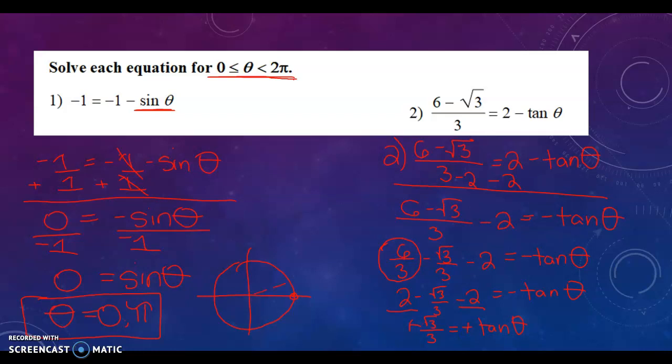Now that we've got tangent by itself, this is looking more like a problem that we saw in our last unit. So I need to ask myself, what's the definition of tangent? Tangent is y over x. So which terminal point on my unit circle, when I take y and divide it by x, gives me square root of 3 over 3? And if we remember properly, that is going to be at pi over 6.